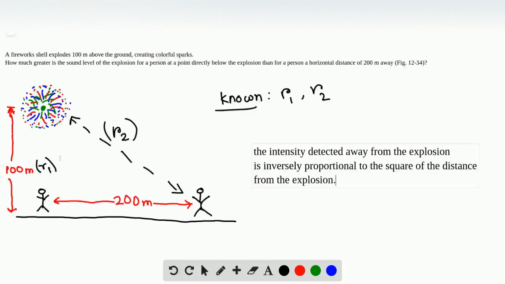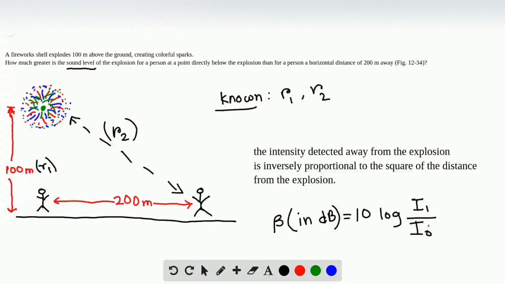Since we have to calculate the sound level of the explosion, we immediately know that for sound level our equation is beta in decibels, and that is equal to 10 log of I1 over I naught, where I naught is the threshold.